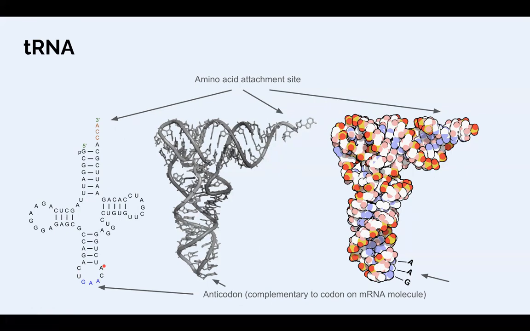There are a couple of parts of this molecule that are important. One of those is the anticodon. Down here at the bottom, usually when these are drawn, is the anticodon, and the anticodon is a complementary match to the codon on the mRNA molecule.